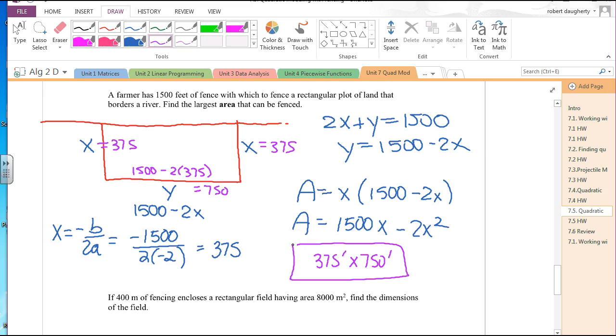Okay, pretty straightforward. I feel like these are pretty simple, the ones where you just get the model and then go find the vertex, okay? Because there's not any ambiguity, you're going to get one answer. Yes, Aiden?